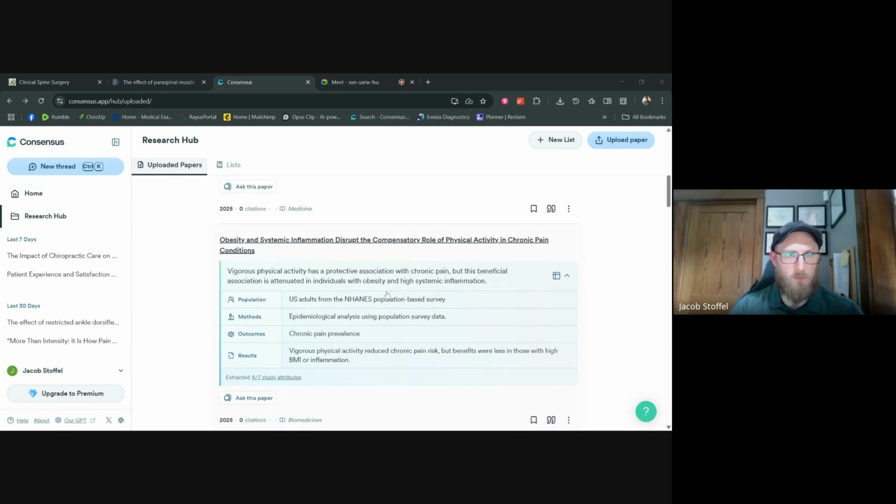We've got this one plus 2 more studies to go through. So I already put you through the snapshots. Let's go a little bit quicker. Obesity and systemic inflammation disrupt the compensatory role of physical activity in chronic pain conditions. So first up, the summary. Vigorous physical activity has a protective association with chronic pain.